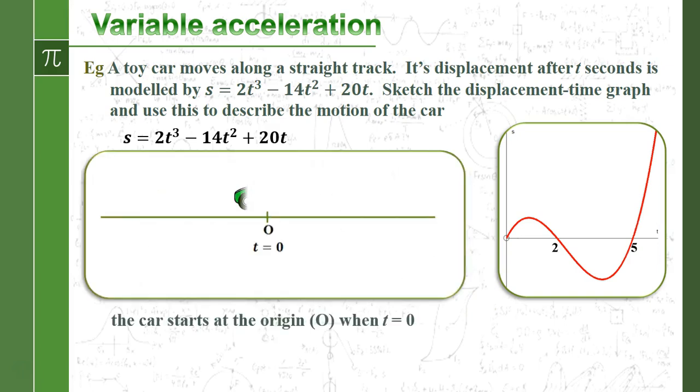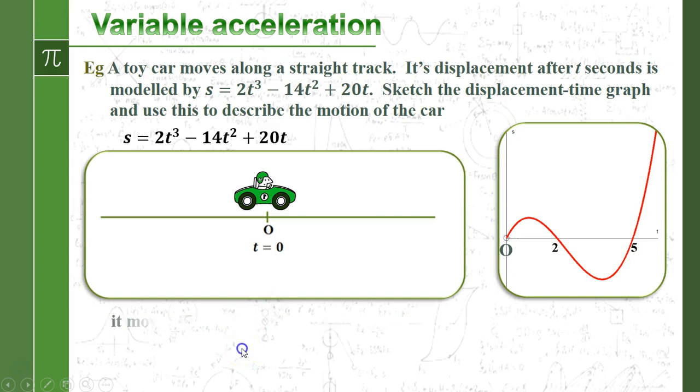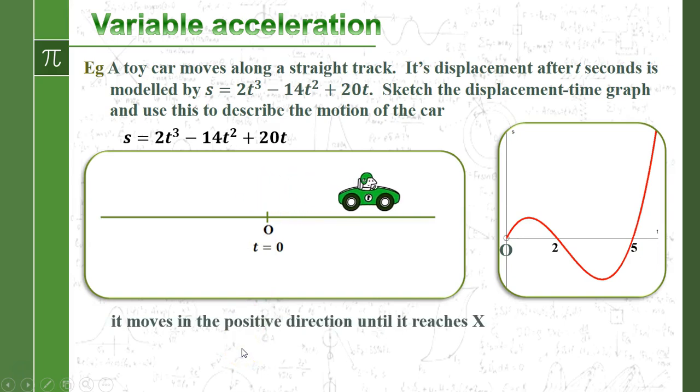So what we're going to do is have a look at what this motion looks like. There's my little car, which is going to move along this line. The car starts off when t equals 0, and it's going to start by moving in the positive direction until it reaches point x. Now, where is point x on the graph? It's the point at which the positive displacement is furthest away from the origin. So that's going to be this point here.